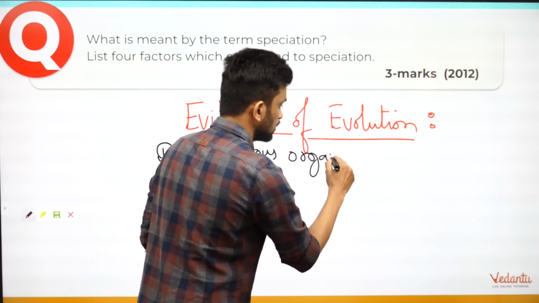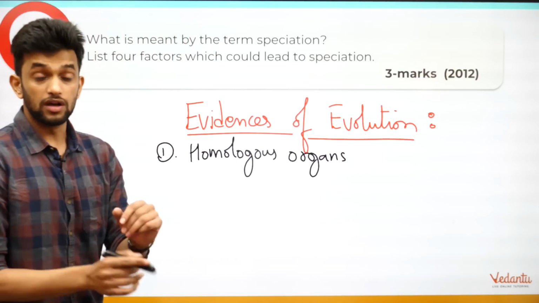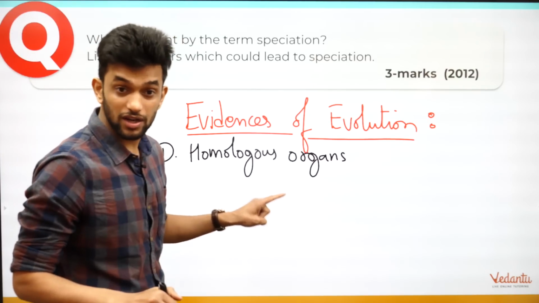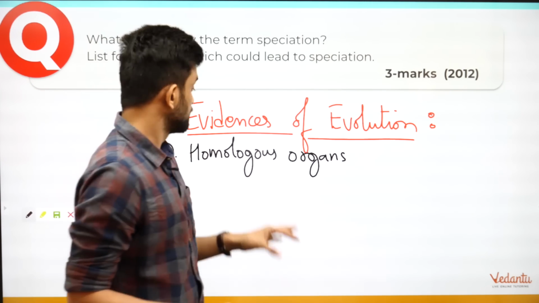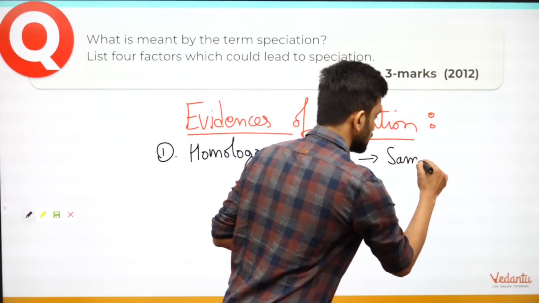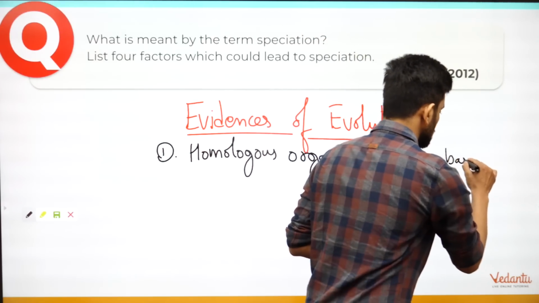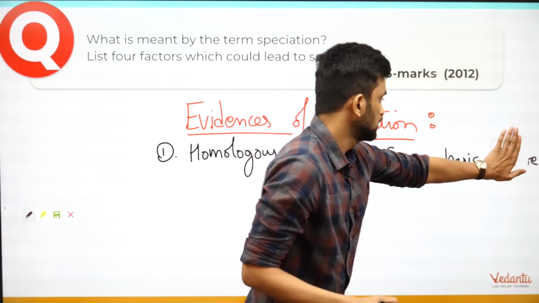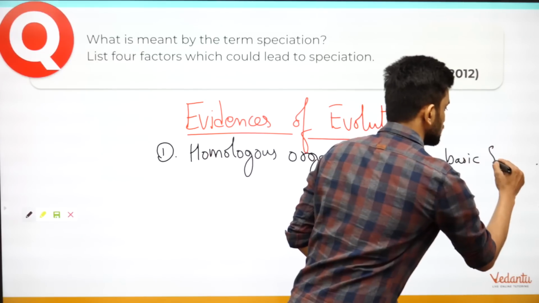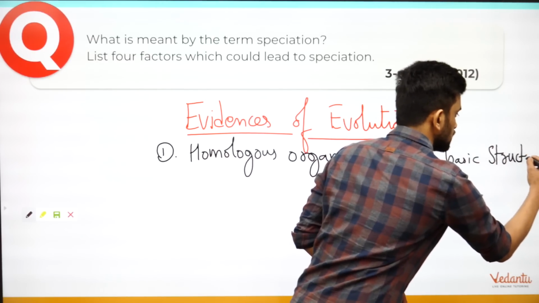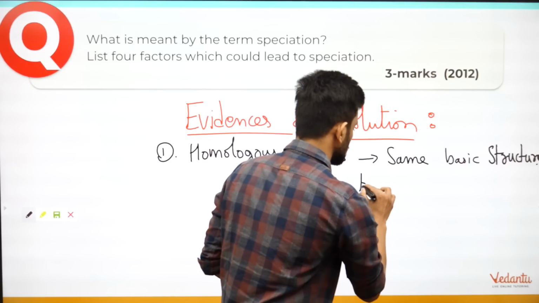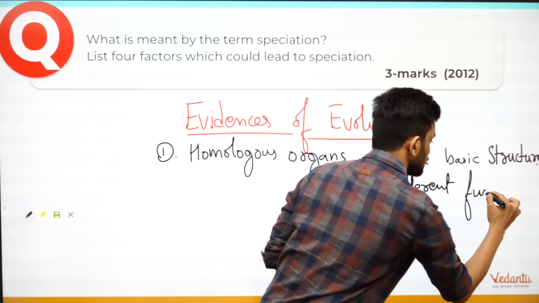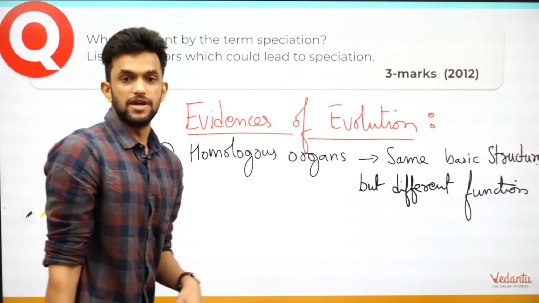Homologous organs. What is a homologous organ, people? I guess this is basic. Please trust me, this will come for 1 or 2 marks. Homologous, analogous, differentiate between these two. Very simple. Homologous organs: same basic structure but different function. Same basic structure but different function.